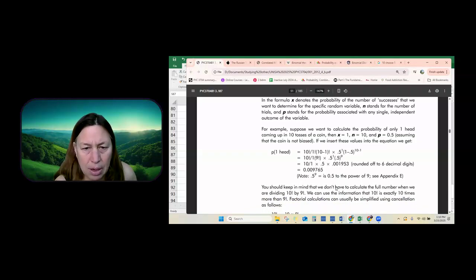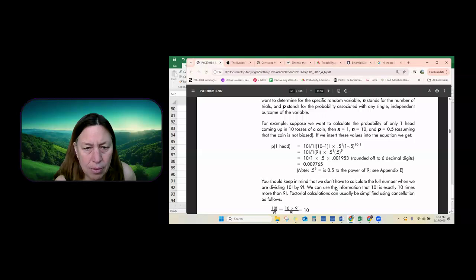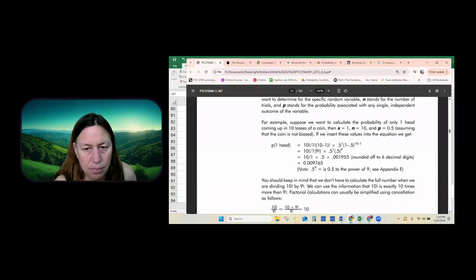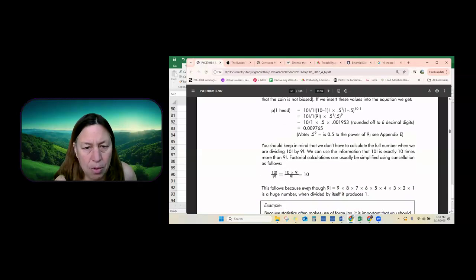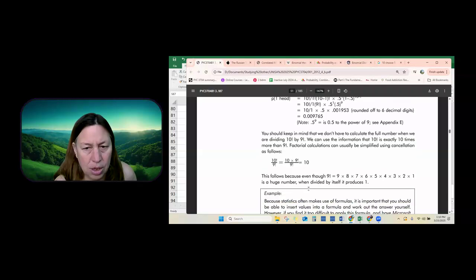We don't have to calculate the full number when we're dividing. So this is telling us that 10 choose 1 is 10. And that you can look up on the internet. You don't actually need a table.